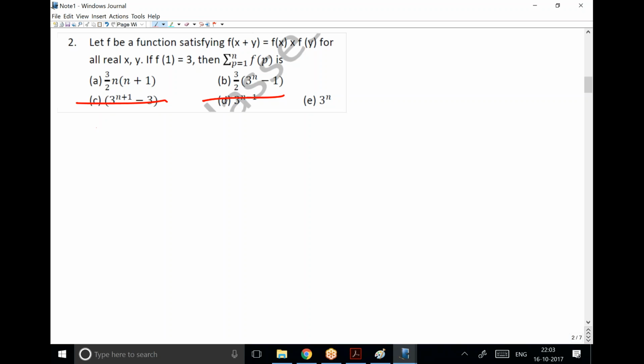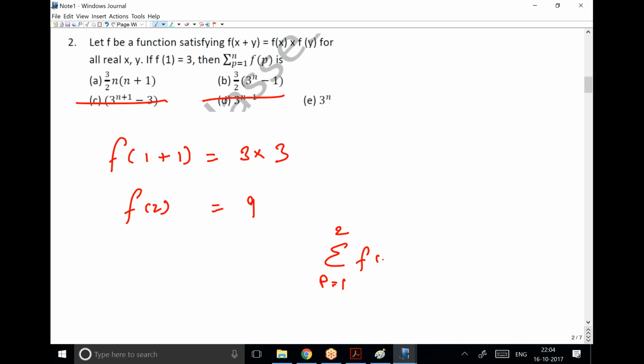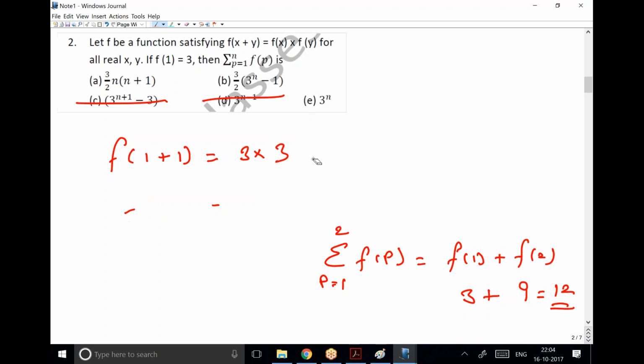So we have to put some effort and look for something else, because it is given to us f(x), which I can take as 1, plus f(y) is equal to 3 into 3, right? So from here we can say f2 comes out to be 9. So we got to know f2. So we can see here, the summation p is equal to 1 to 2 of fp is equal to f1 plus f2. F1 is 3 and f2 is 9, which is equal to 12. So if I put n is equal to 2, it should be equal to 12.